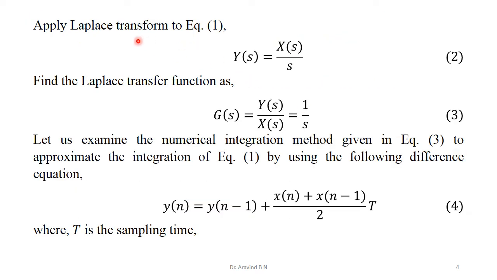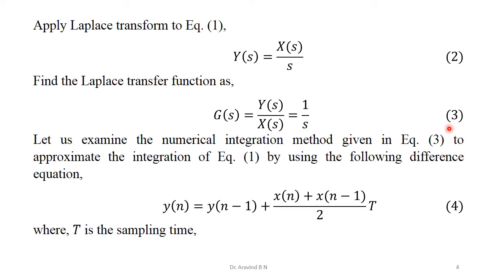Now applying the Laplace transform to equation 1, we get y of s is equal to x of s divided by s. Now identify the Laplace transfer function. That means perform the cross multiplication, taking x of s to the left hand side. We get y of s divided by x of s, which we call g of s, and that will be equal to 1 divided by s. Let us call this equation 3.